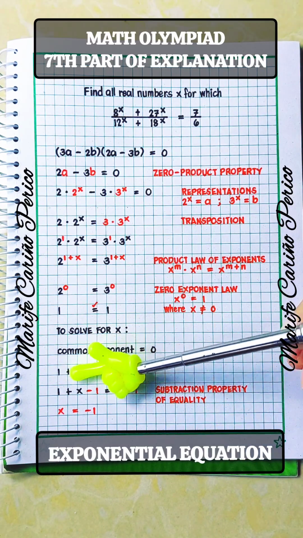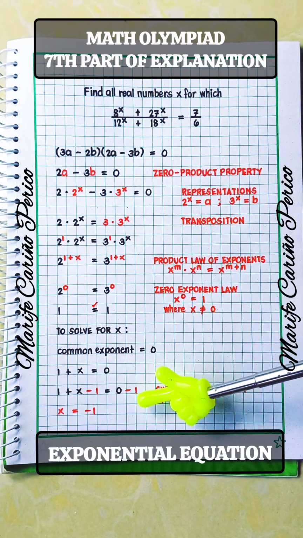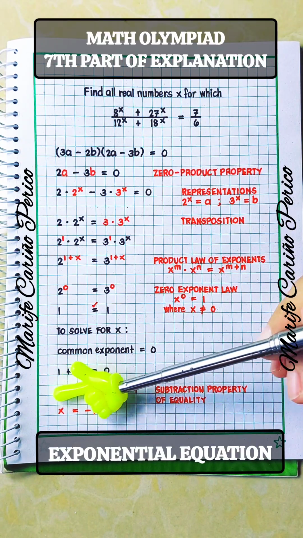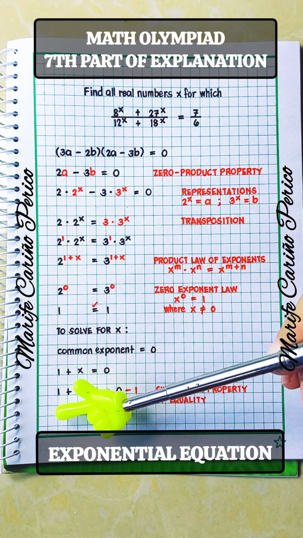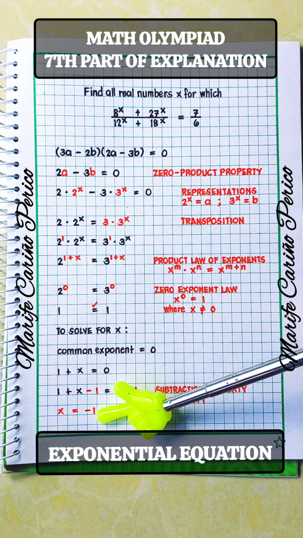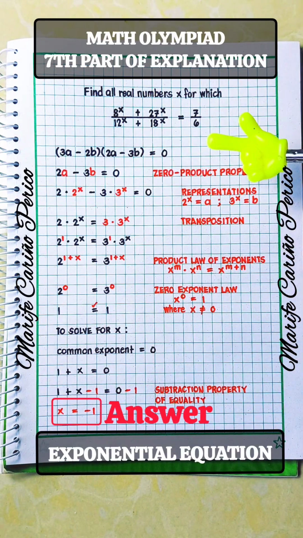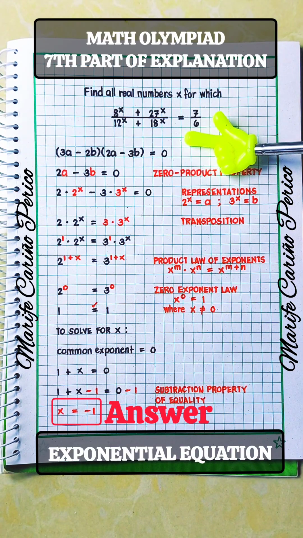To isolate x, eliminate 1. To eliminate 1, subtract 1 from both sides of the equation. 1 minus 1 is 0, x remains on the left side, and it's equal to 0 minus 1, or negative 1. X equals negative 1 is the other real number x that also satisfies this given equation.